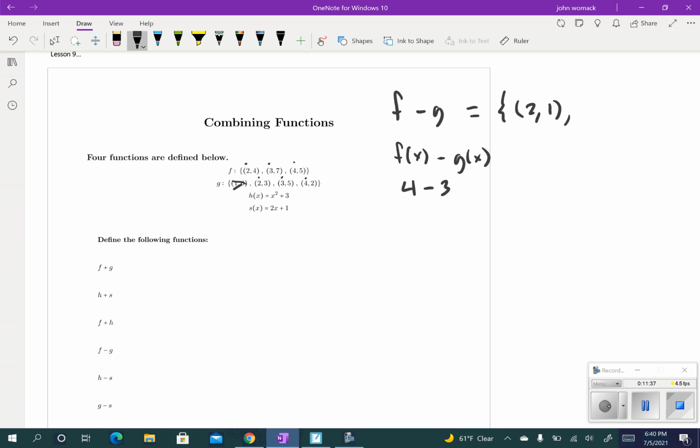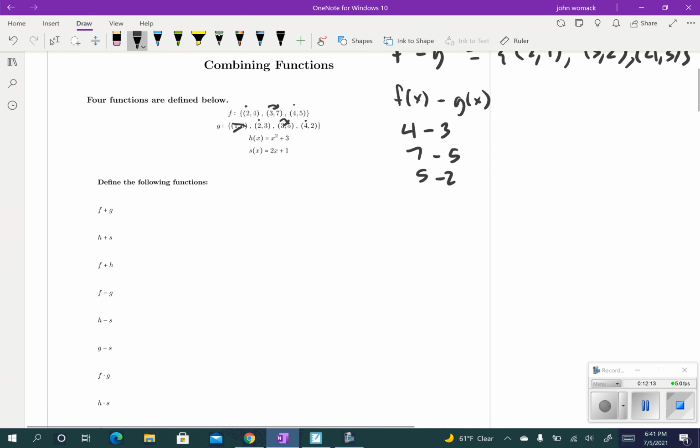Let's try the next one. Plug 3 in. If I plug 3 into f, I get 7. I plug 3 into g, I get 5. And I'm going to go 7 minus 5, so that comes out to be 2. And the last one, I'm plugging 4 in. Plug 4 into f, I get 5. Plug 4 into g, I get 2. 5 minus 2 is 3. So exactly the same thing we did up above. The only difference in this one is that you are subtracting instead.